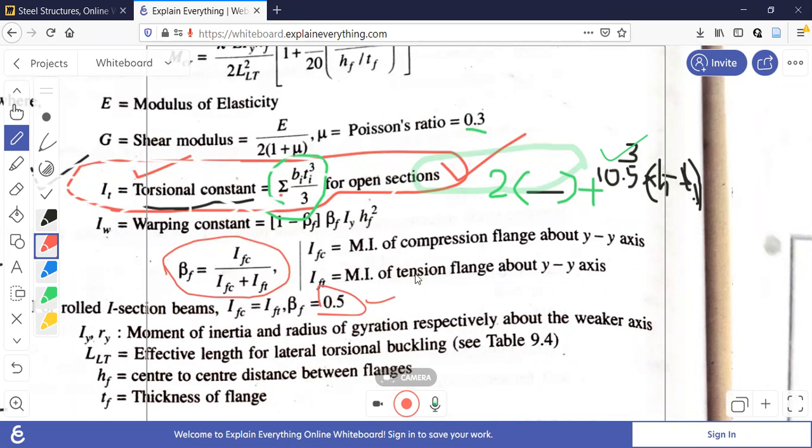Okay, is it clear? How is this formula of warping constant calculated? So actually for warping constant, I need beta f. Beta f is always 0.5 for I sections. No need to even calculate anything. Simply put it as 0.5 if it is an I section. It means you are going to substitute all this here in this formula in order to find Iw. All these It, Iw are required to finally find the MCR value.